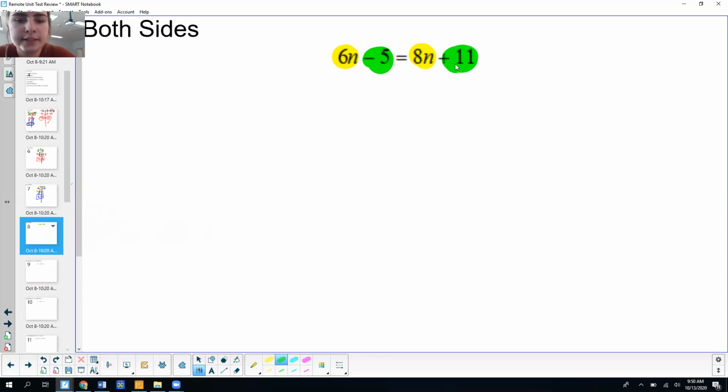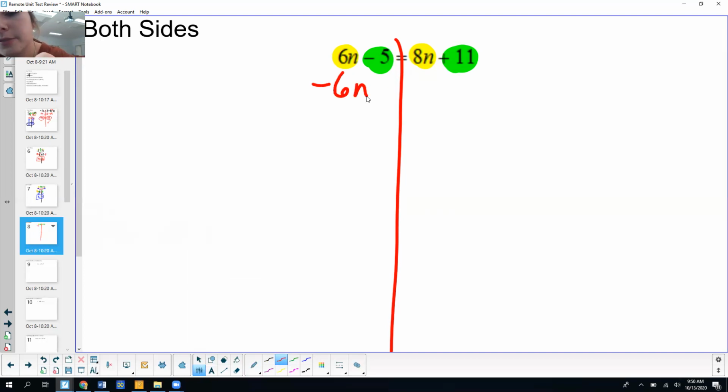All right, so we've got 6n minus 5 equals 8n plus 11. So we've identified all of our terms. So I'm going to draw my line down the middle. Now I'm comparing 6n and 8n. Which one is smaller? 6n, because 6 is smaller than 8. So I'm going to move 6n over to the other side by subtracting it from both sides, because I move a positive term by subtracting it.